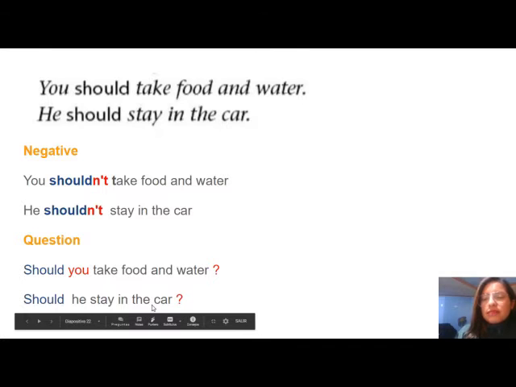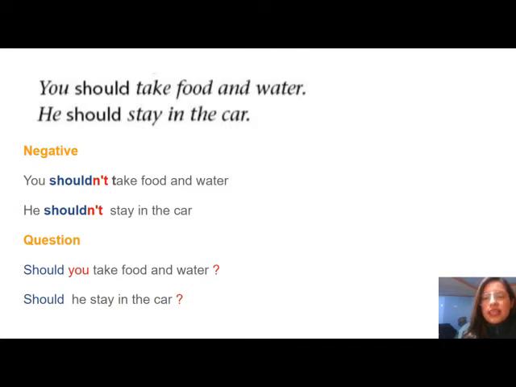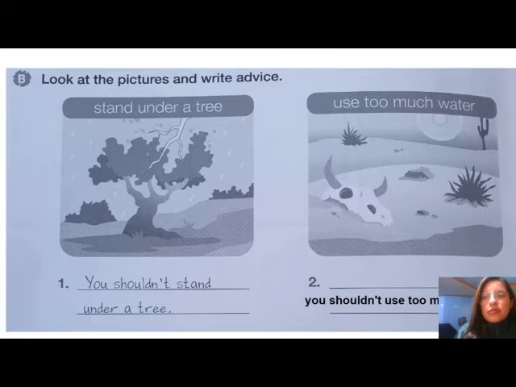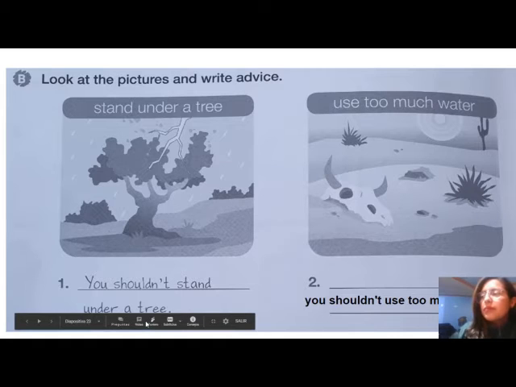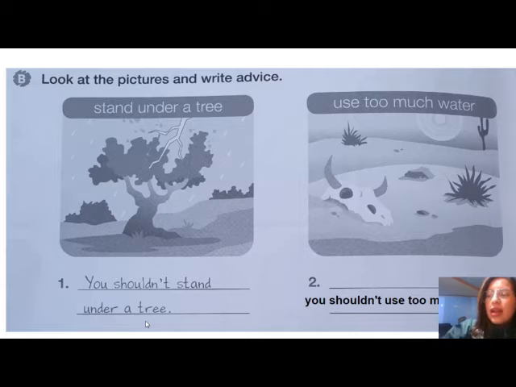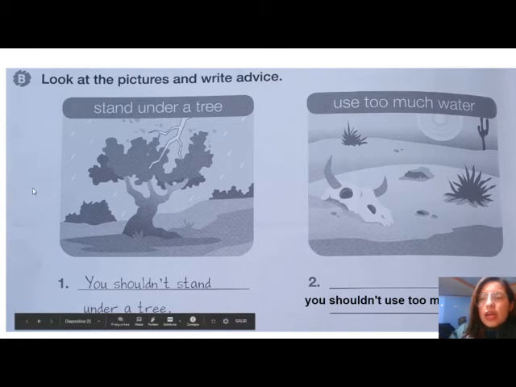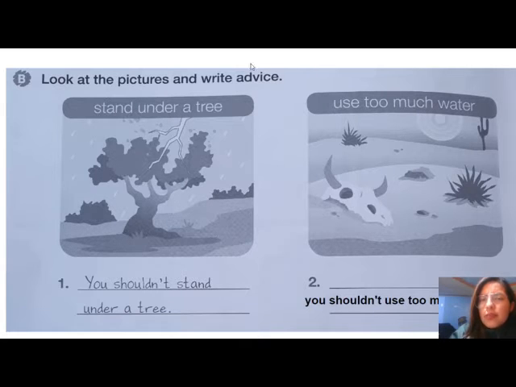Okay, my dear student? Now, we are going to practice on your book. Please, my dear student, open your black and white book on page number 60. Okay? Va a abrir su librito blanco y negro en la página número 60, la actividad B. Activity B. Look at the pictures and write advice. What is advice? ¿Qué era advice? Consejo. Very good.